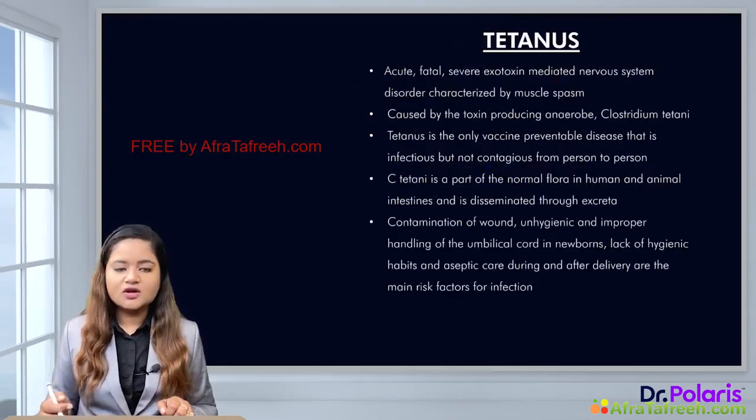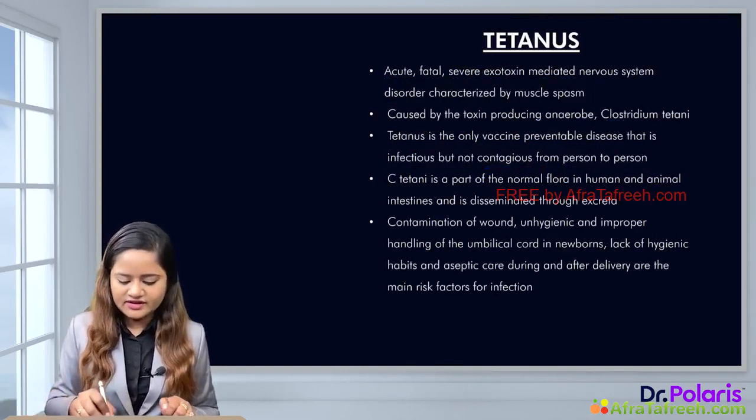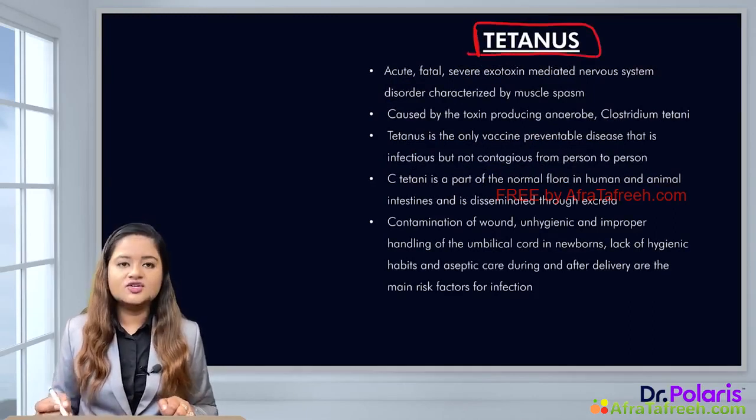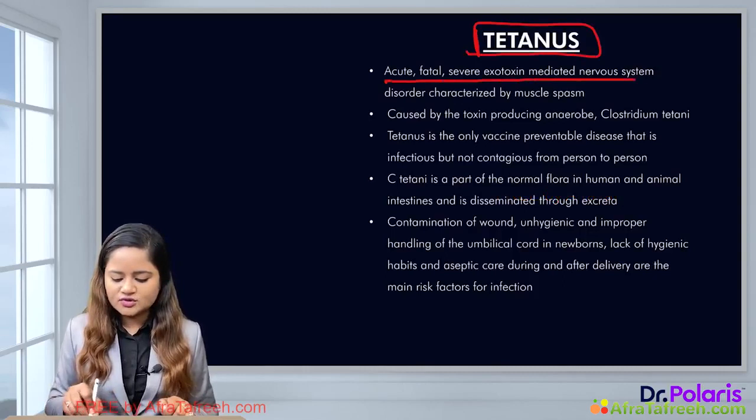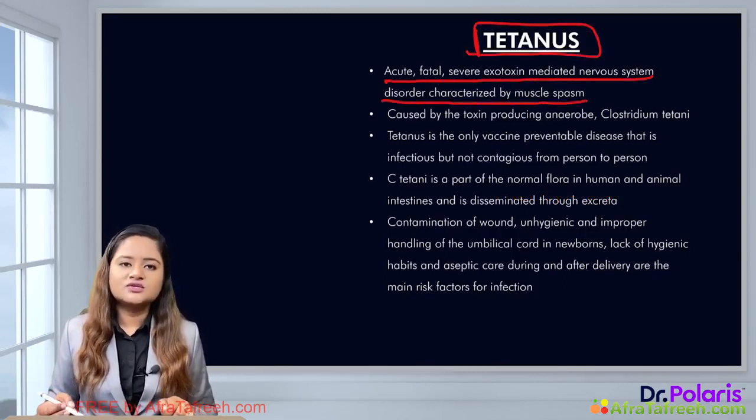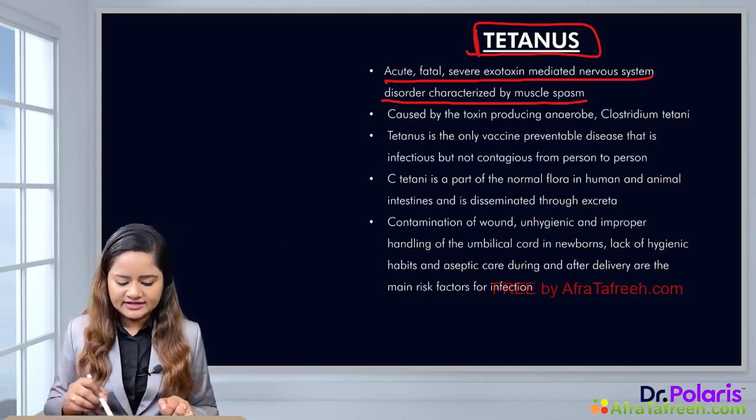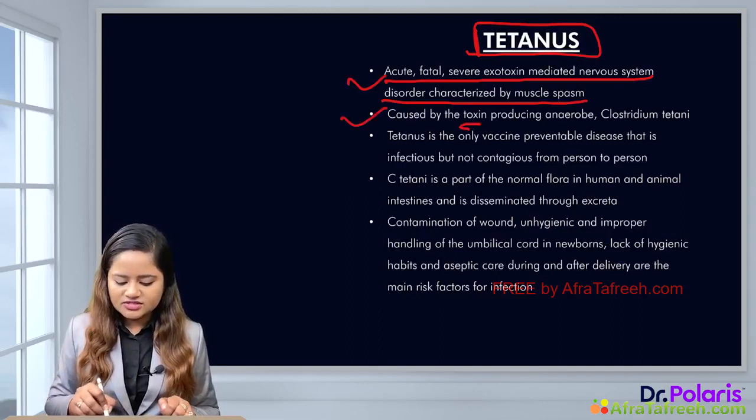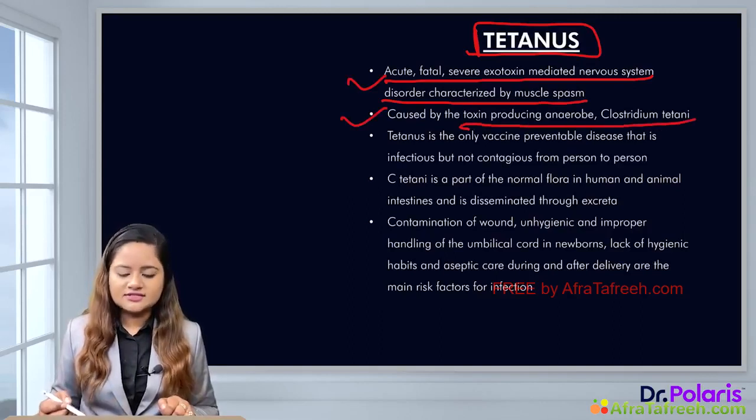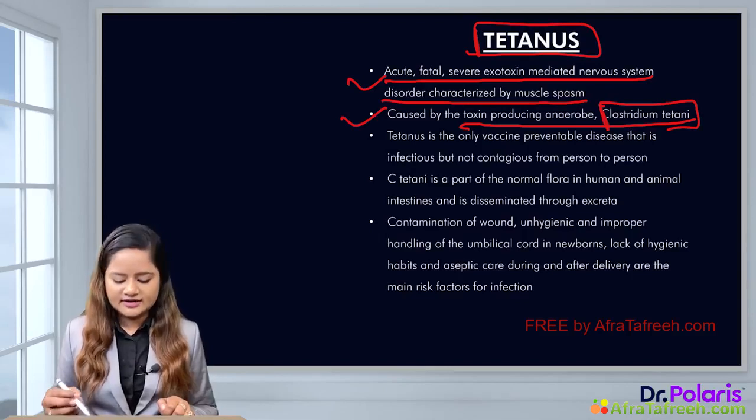Now moving on to the third dreadful disease, that is tetanus. So tetanus is also a very, very bad disease. It is a very acute, fatal, severe exotoxin mediated nervous system disorder characterized by episodes of muscular spasm. So tetanus is basically muscle spasm that happens. It goes and damages the central nervous system and it can be very acute onset and also it is a fatal disease. It is caused by the toxin produced from the anaerobic organism, that is Clostridium tetani. So C. tetani is the causative organism for tetanus.